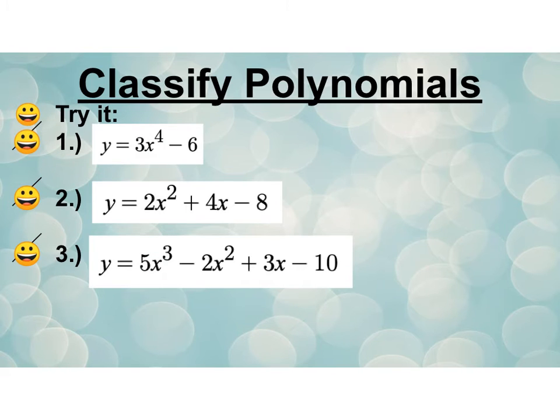So go ahead and try to classify these. Here we have a quartic binomial. Here we have a quadratic trinomial. And the last one is a cubic polynomial.